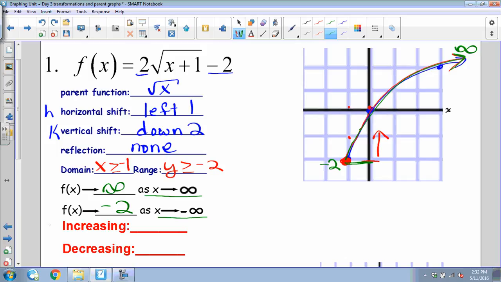Increasing and decreasing, we're naming the intervals of x. We're naming the x values where the function is increasing. So it's increasing from here all the way that way. It starts at -1 and goes all the way to infinity. So it's increasing from -1 to positive infinity. And it's never decreasing.